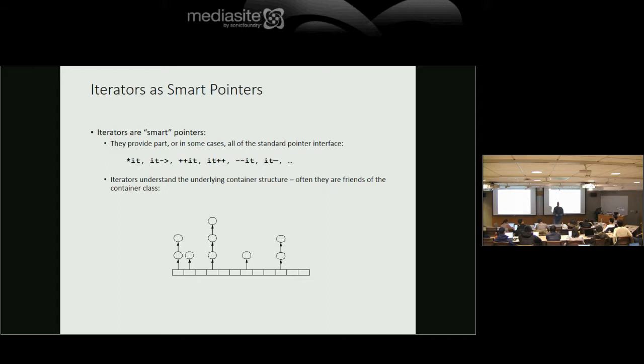So for a vector, I'll say standard vector of string, colon, colon, iterator, and I get an iterator that knows how vectors are structured. If I want an iterator into my hash map, into my unordered map, I'll say unordered map of string, string, colon, colon, iterator, and that iterator knows how to walk through this structure. Okay?